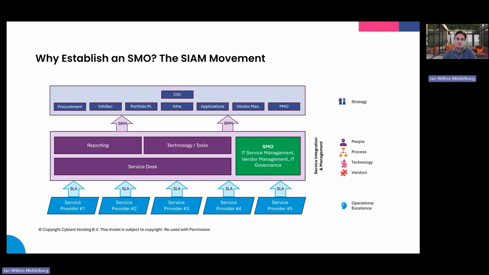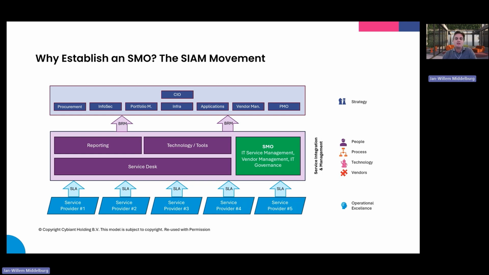Because of this role and transformation to a service integration organization, it's fair to say that most organizations these days need a service management office. It's no longer possible to do everything by yourself, and it's up to the SMO to ensure that there is sufficient time and opportunity to manage all of those different vendors. A little bit later, I will cover more details around how an SMO can be structured.